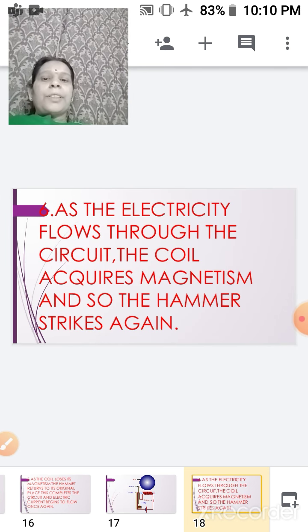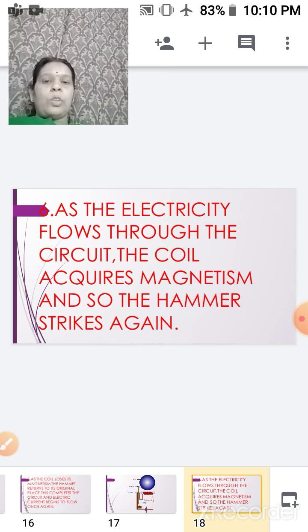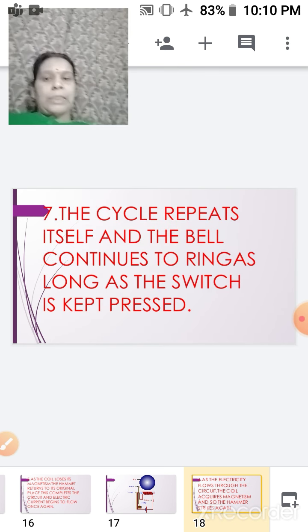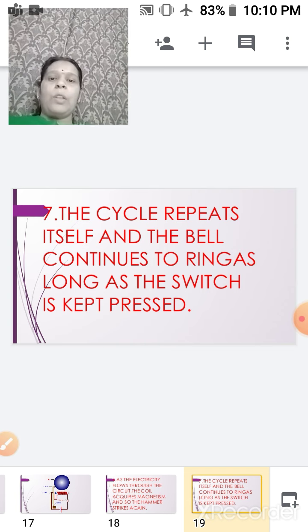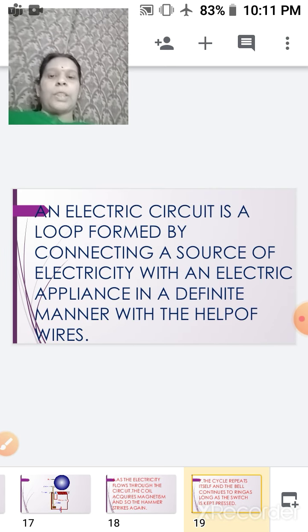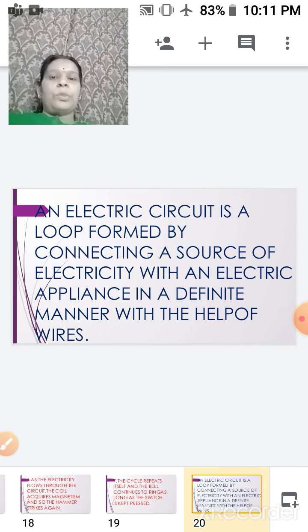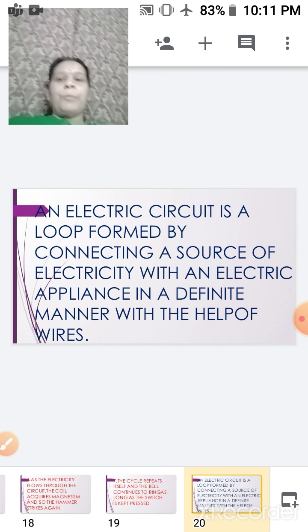As the electricity flows through the circuit, the coil acquires magnetism, and so the hammer strikes the bell again. This cycle keeps on repeating itself, and the bell continuously rings as long as the switch is kept pressed. As soon as the switch is off, it stops working. I hope, children, you have understood the working of the electric bell.